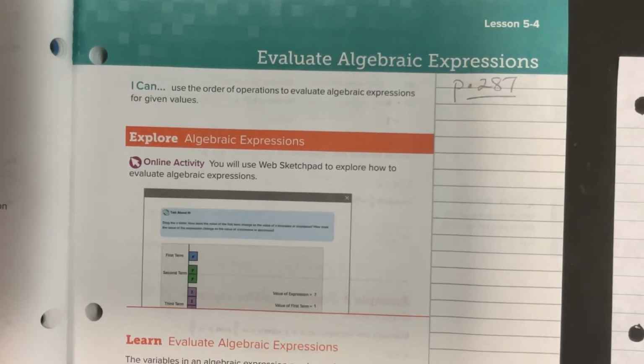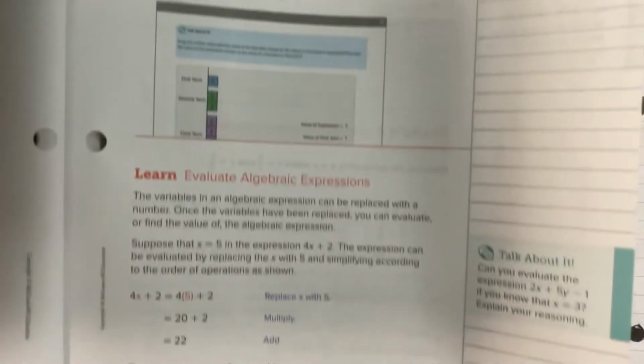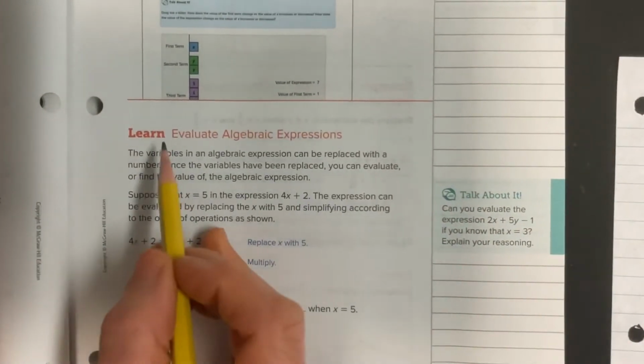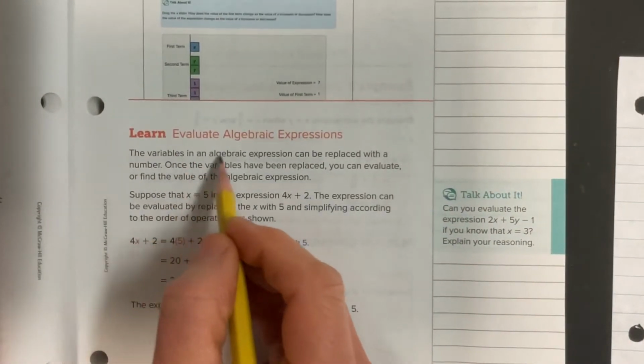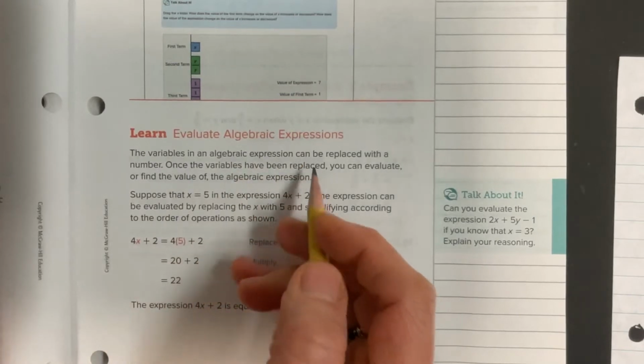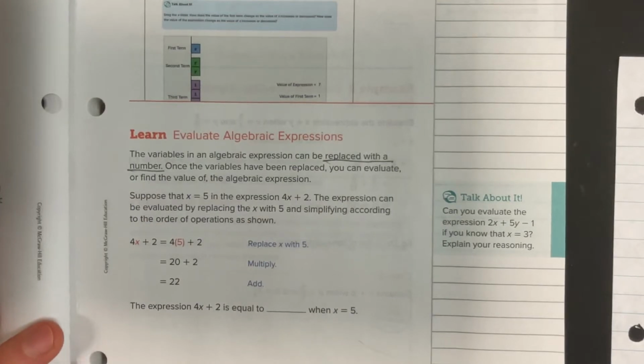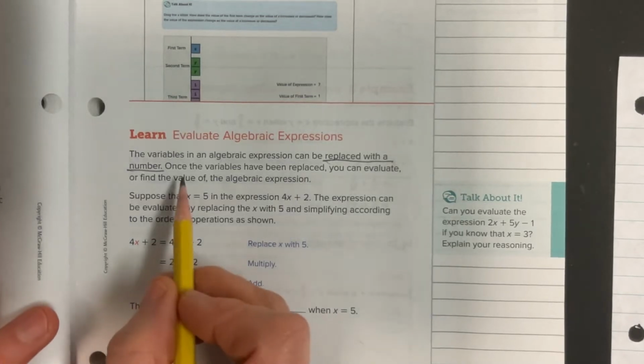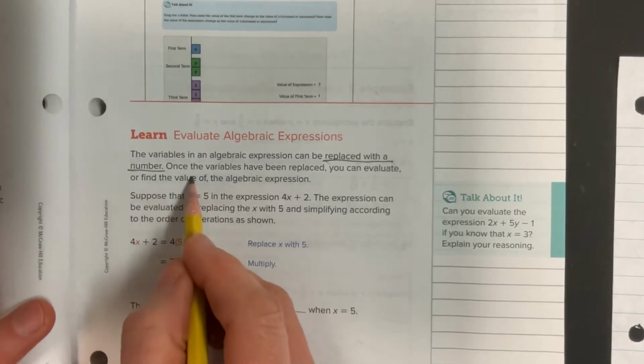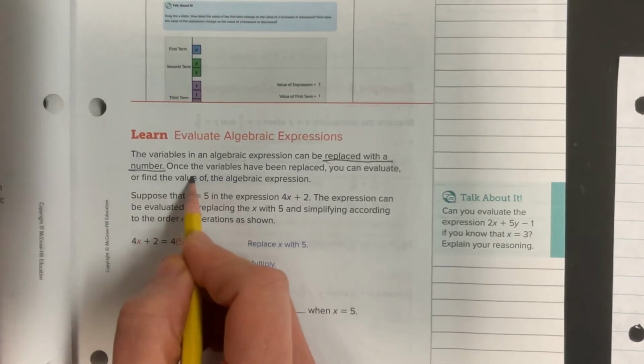Okay, so page 287, if you'll just look at the bottom, it says that the variables or the letters in an algebraic expression can be replaced with a number. This is called substituting. You'll hear that, or we'll say plug in that number for that letter. So that just means that you will replace a letter with a number. And once you do that, you can find the value or the answer to the expression.